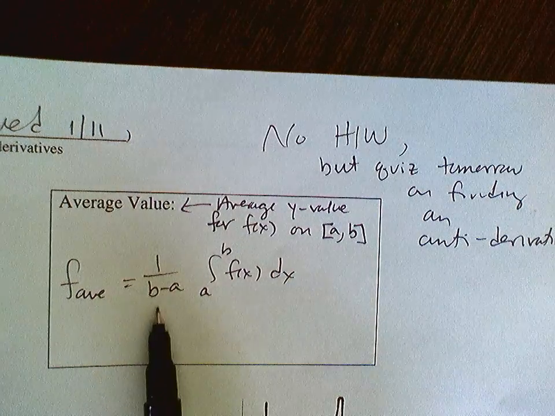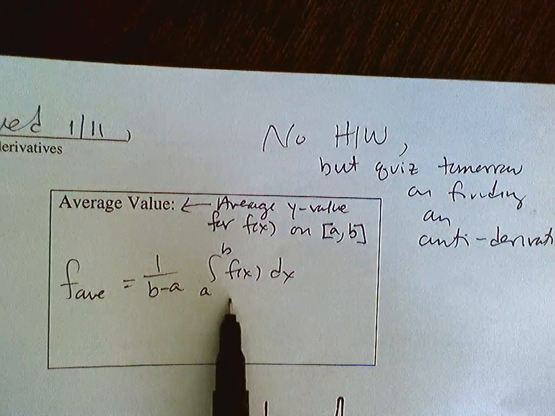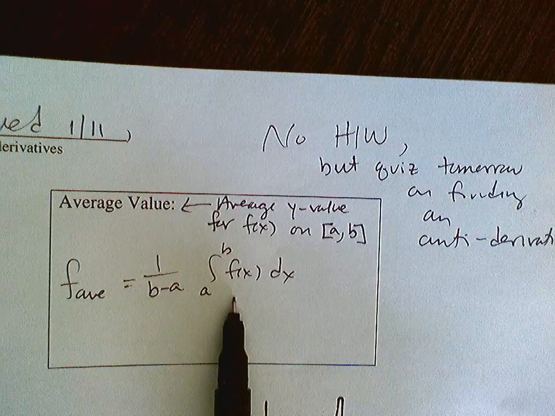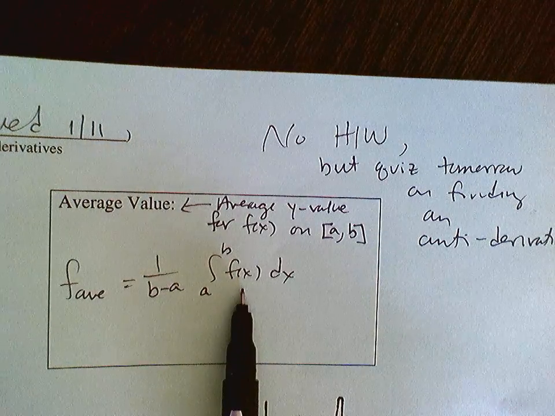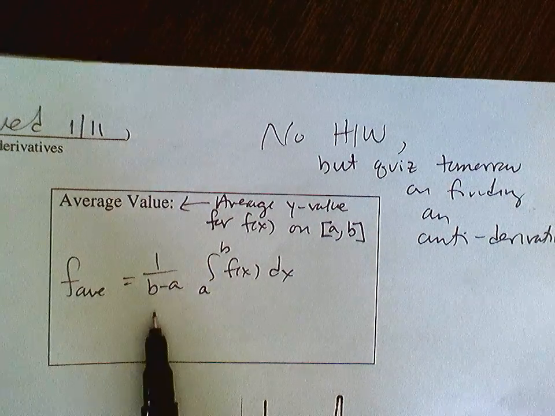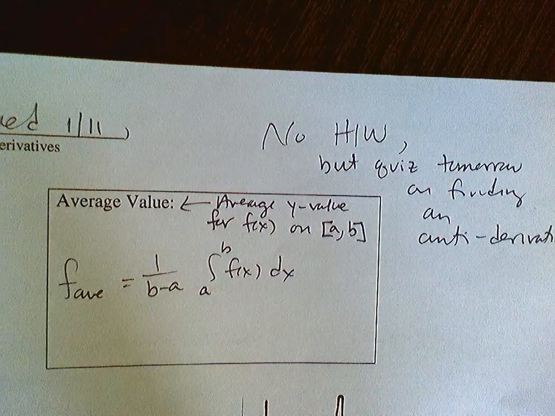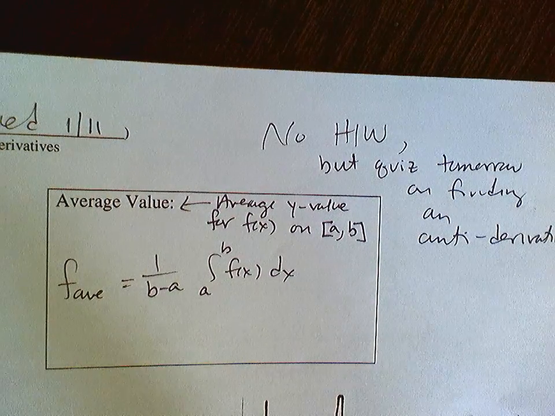And conceptually what this means, guys, is you take the area underneath the function on that interval and you divide by the length of the interval. So that happens to be how you find the average y value.